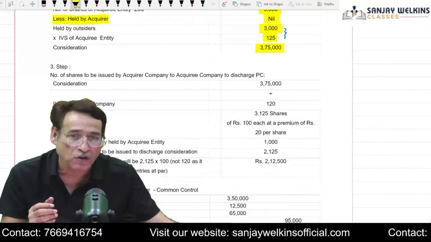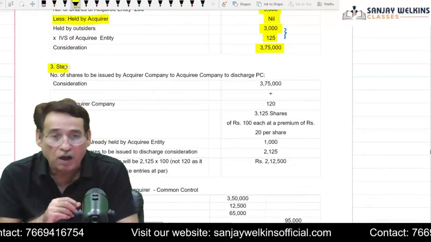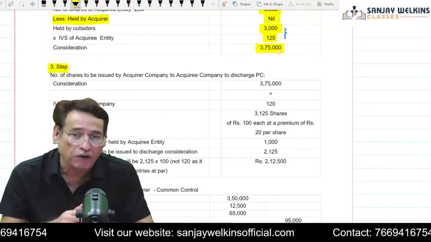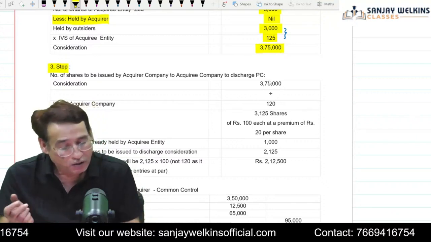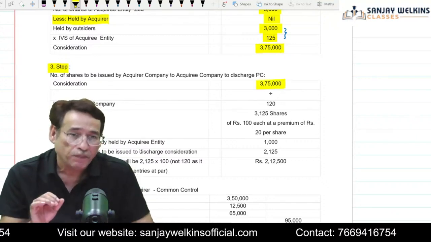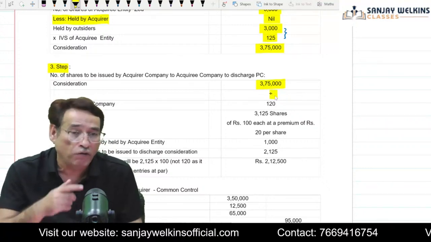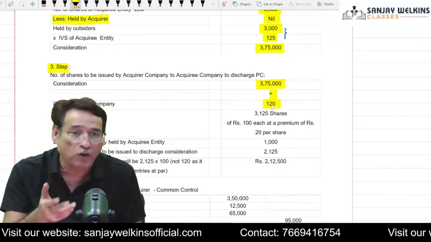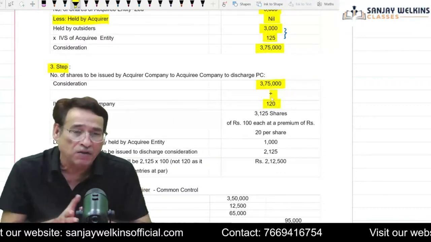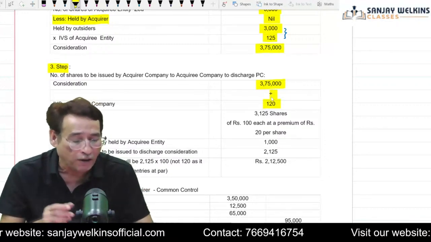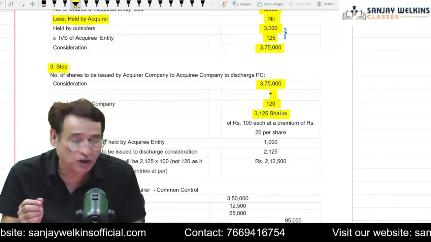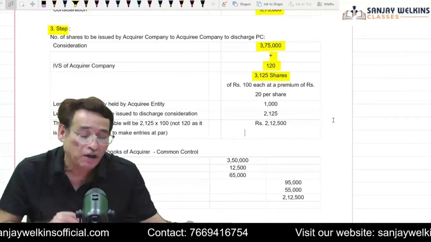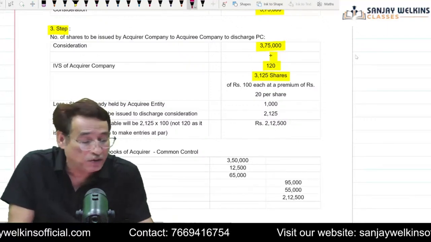Now the next question is, how many shares should the acquirer company issue to discharge 3,75,000 worth of consideration? So this is the amount of consideration, and now we are trying to find out the number of shares which would be delivered by us. So obviously now I will have to divide it by our intrinsic value. And our intrinsic value, as we just saw, was 120. So this brings us to the conclusion that we are supposed to issue 3,125 shares.